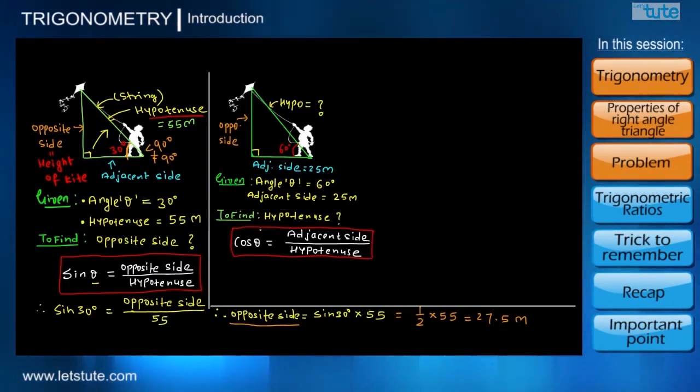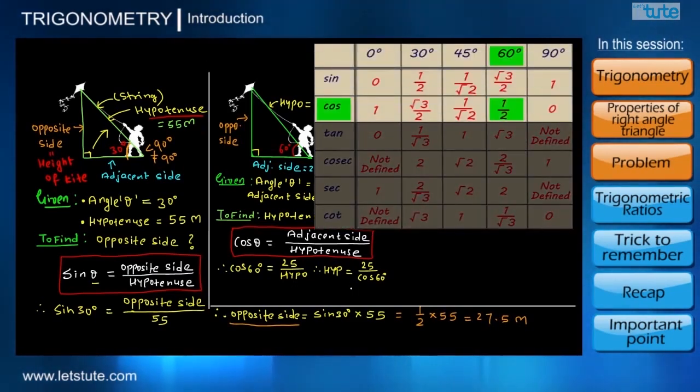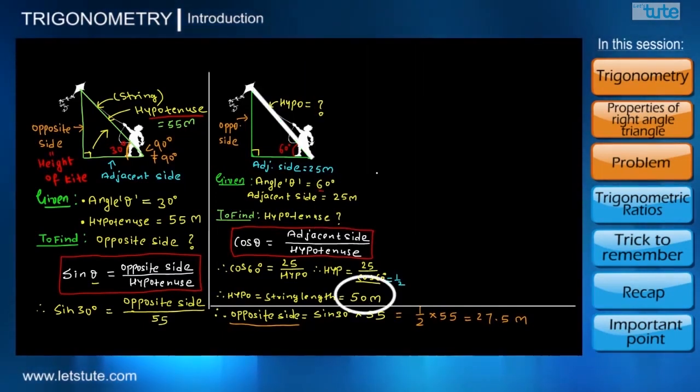And therefore, since theta is 60 degrees, I can write cos 60 is equal to 25, that is the adjacent side, upon the hypotenuse. And therefore, hypotenuse will be equal to 25 upon cos 60 degrees. Now again, we should have the value for cos 60 degrees. Looking at this table, we can know the value for cos 60 degrees, that is equal to 1 upon 2. And therefore, hypotenuse will be equal to 50 meters. That is, the length of my string is 50 meters.